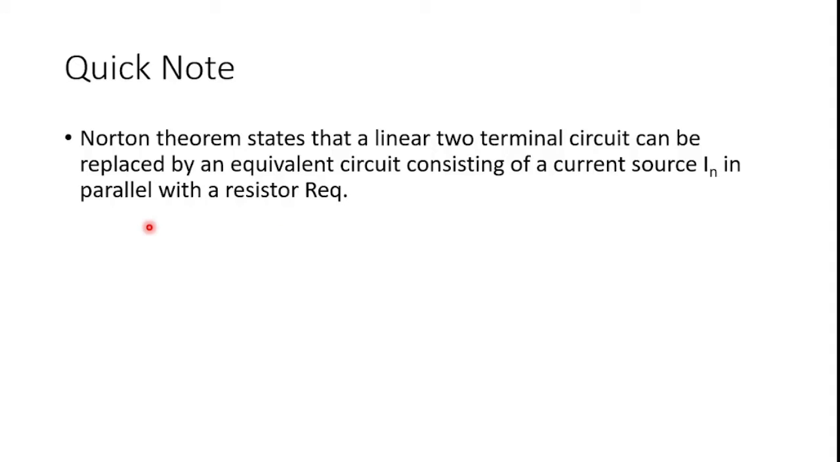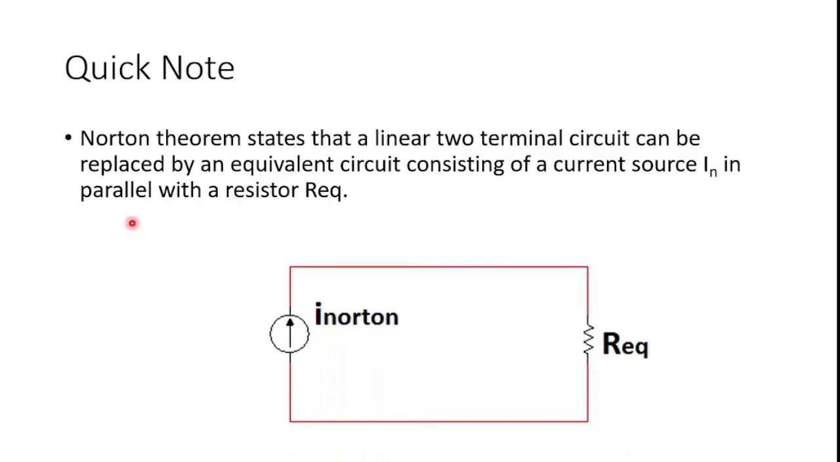Alright, so first of all we need to look at the definition of Norton's theorem. Norton's theorem states that a linear two-terminal circuit can be replaced by an equivalent circuit consisting of a current source and an equivalent resistor in parallel connection. It will look like this: there will be a current source, which is I Norton, and a resistor denoted as R equivalent, and both of these will be in a parallel connection. So this is the ultimate circuit of the Norton.